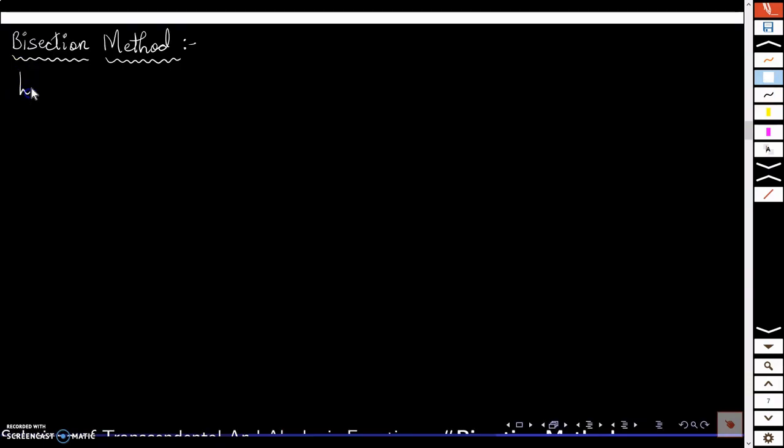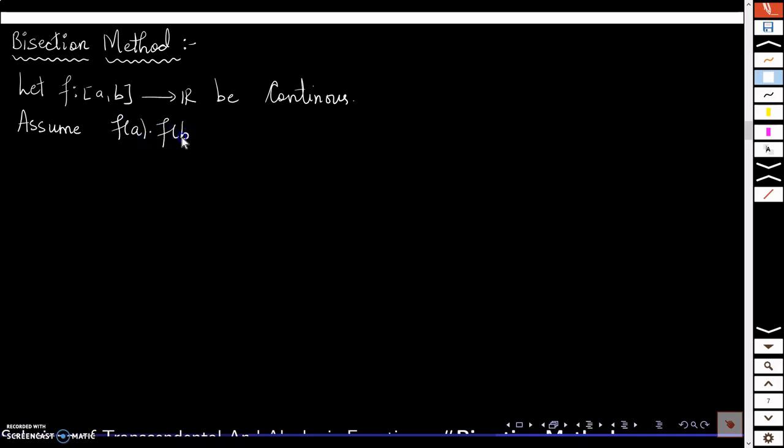Let f be a function from [a, b] to R, which is continuous. And let's assume that f of a and f of b are of opposite signs. So assume that f of a into f of b, their product, is negative. Okay, so without loss of generality, I'll assume f of a is positive and f of b is negative, right?